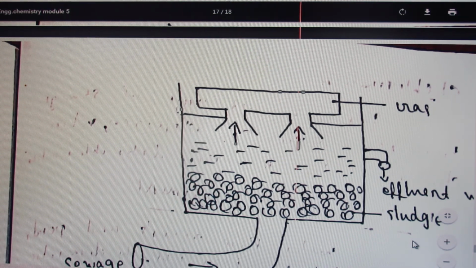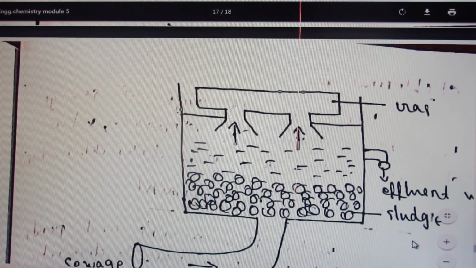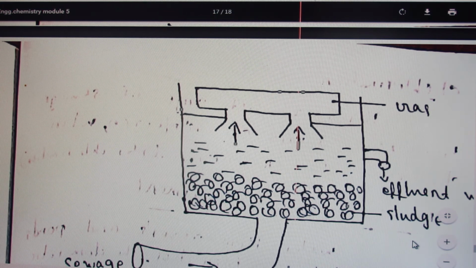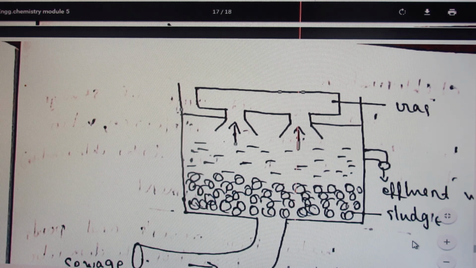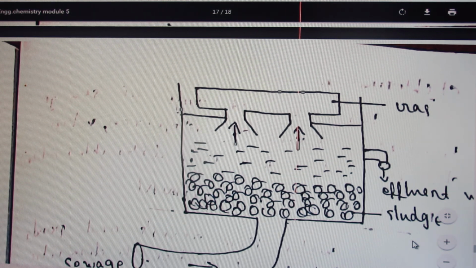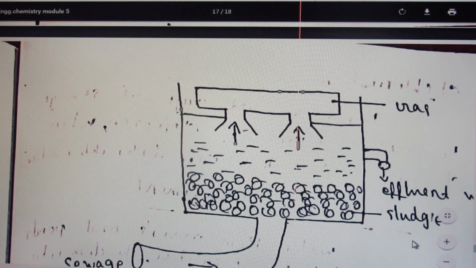Upflow: wastewater is allowed to flow from the bottom towards the top. Sludge bed: the bottom part is fitted with a sludge bed or blanket, which contains anaerobic bacteria, to convert carbon to methane. So there are two methods in the secondary treatment process: one is the trickling filter method, aerobic filtration, and the second is the anaerobic method, the UASB process.